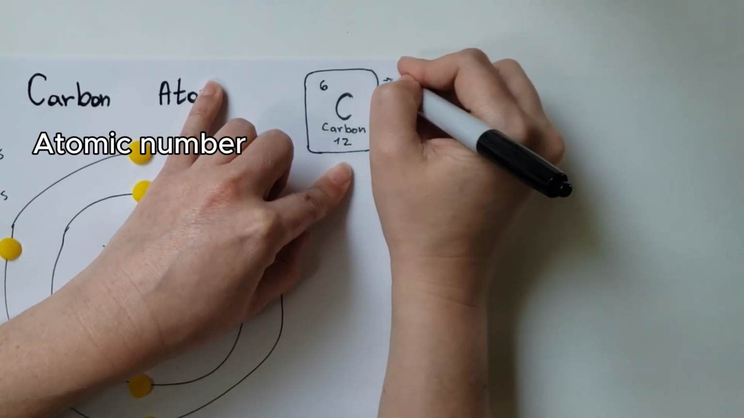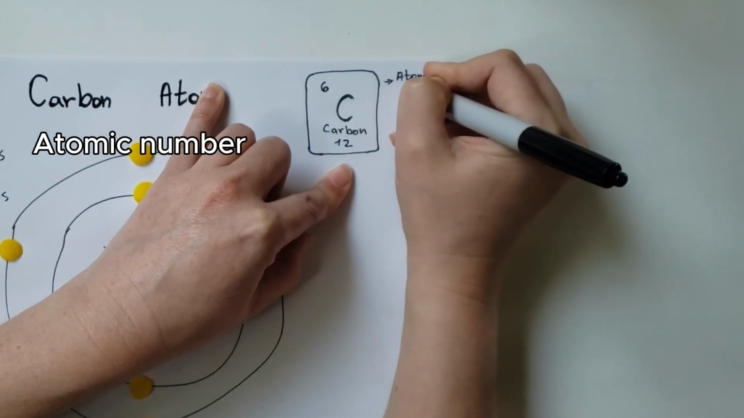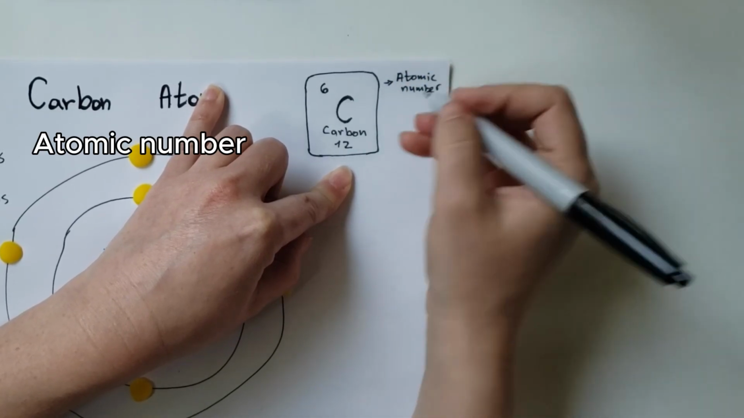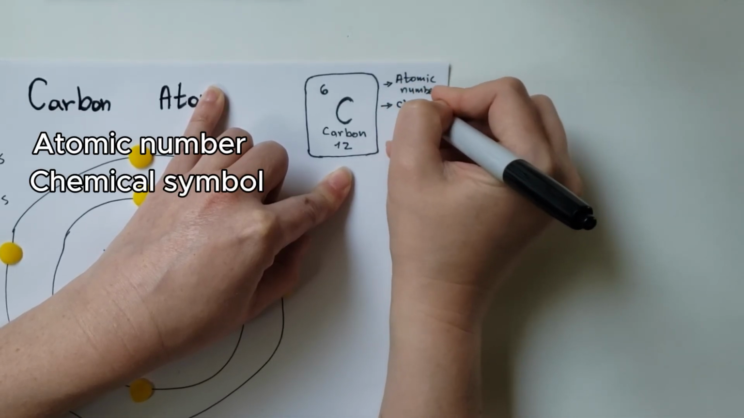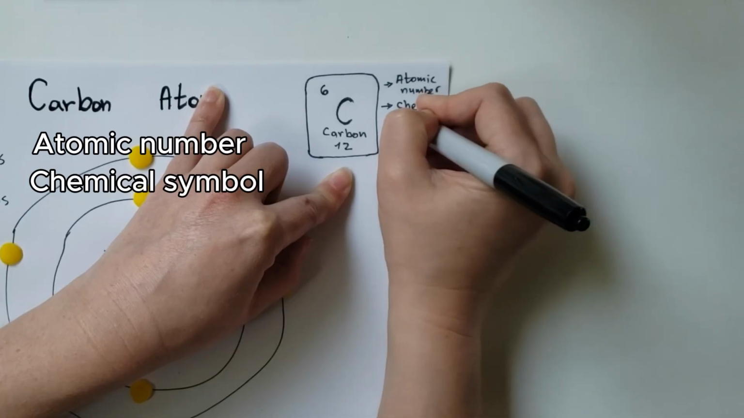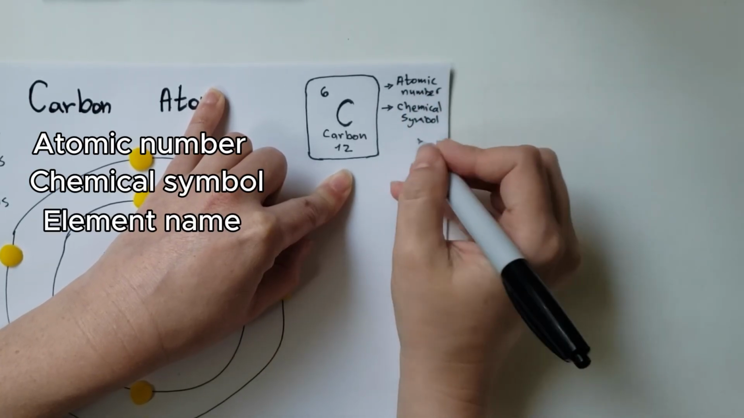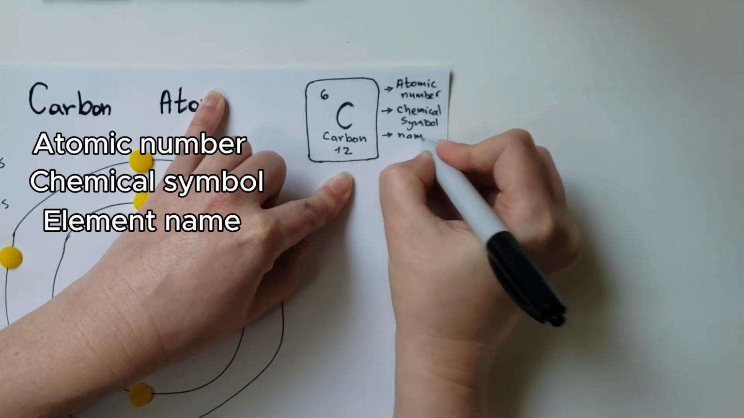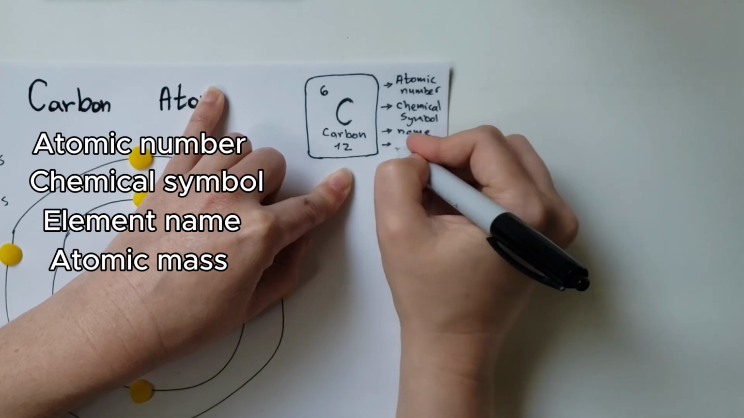This is the atomic number. Why is the atomic number of carbon 6? Because carbon has 6 protons in its nucleus. This is the chemical symbol. This is the element name. This is the atomic mass.